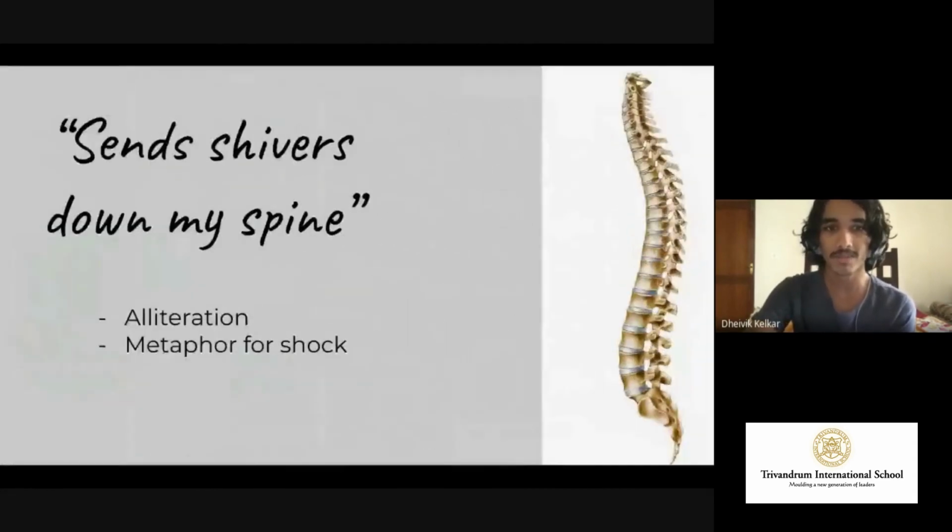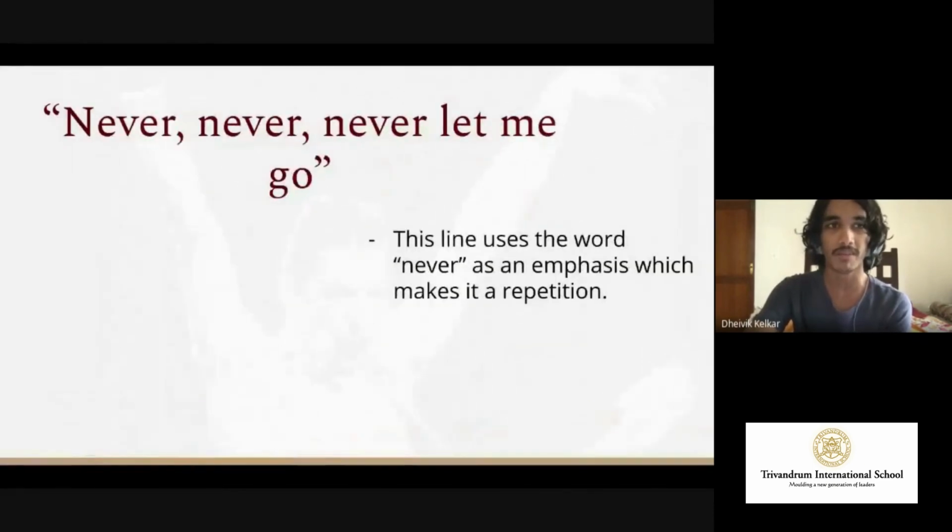"Sends shivers down my spine" is an alliteration with the repetition of the sound S here. Sends, shivers and spine all start with the letter S. "Shivers down my spine" is a pretty common metaphor for saying one is scared or shocked. "Never, never, never let me go." This line uses the word never for emphasis, which makes a repetition.